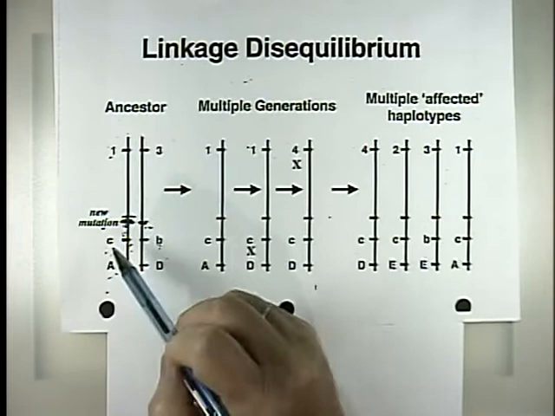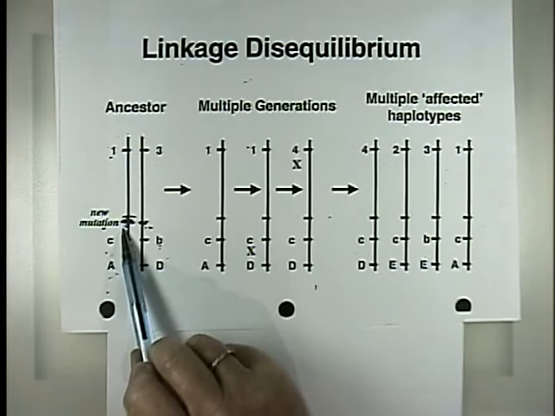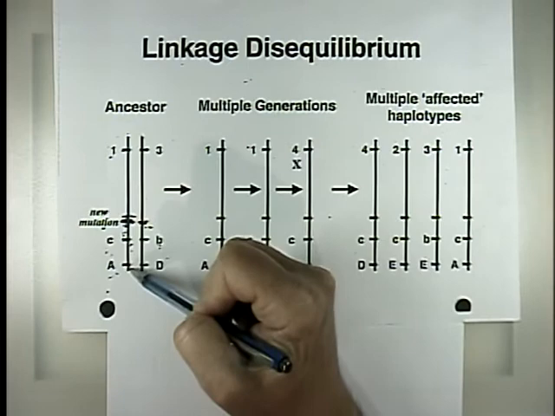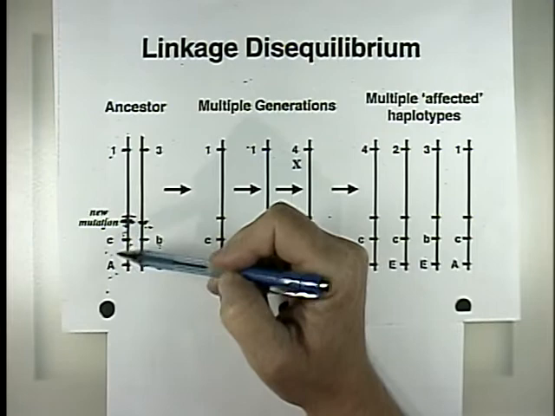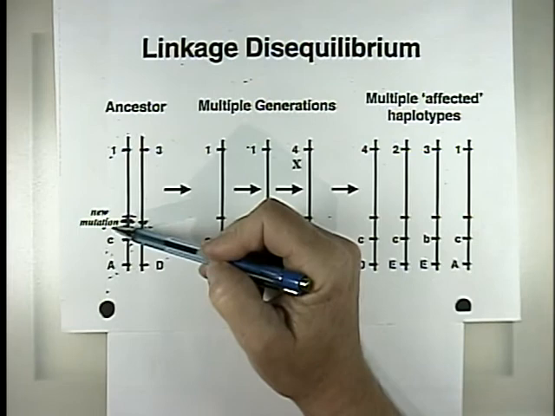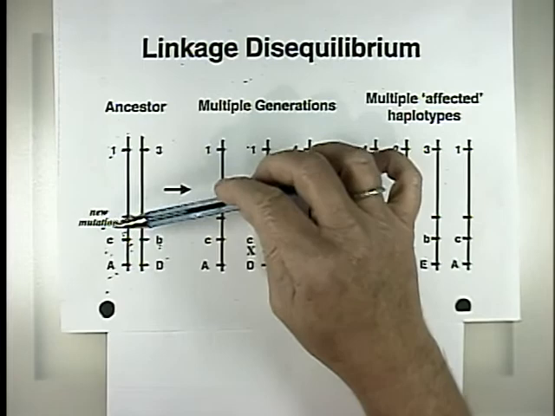This is what we're trying to find way out here a number of generations later. But at the time when this new mutation developed that caused a disease, all of these markers were present on the chromosome along with that disease-causing mutation. Okay? We would say that all of these markers are in linkage with this, as well as each of these alleles being associated with the disease-causing mutation. So overall, this is linkage disequilibrium. Each of these markers is linked to and associated with the disease-causing mutation.